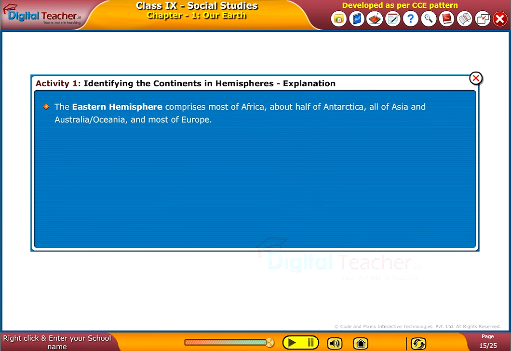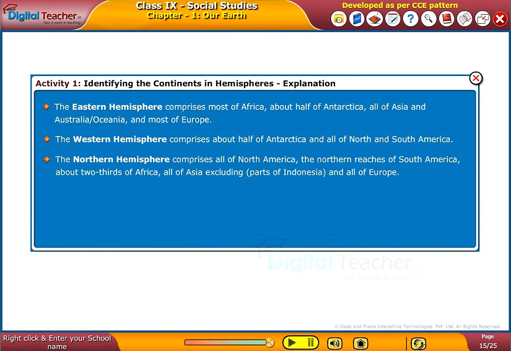The Eastern Hemisphere comprises most of Africa, about half of Antarctica, all of Asia and Australia, or Oceania, and most of Europe. The Western Hemisphere comprises about half of Antarctica and all of North and South America.